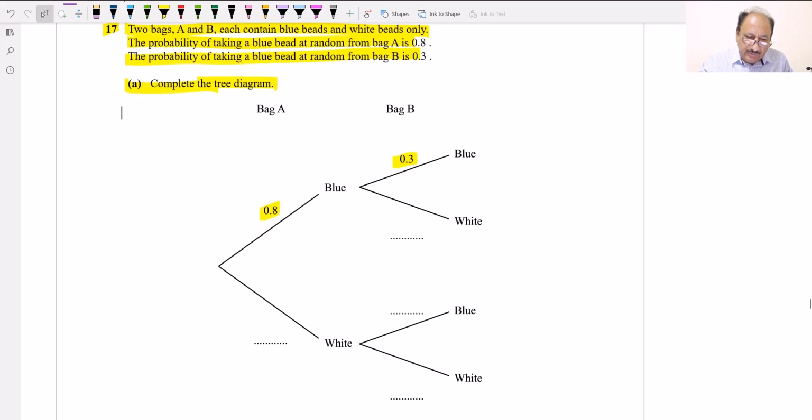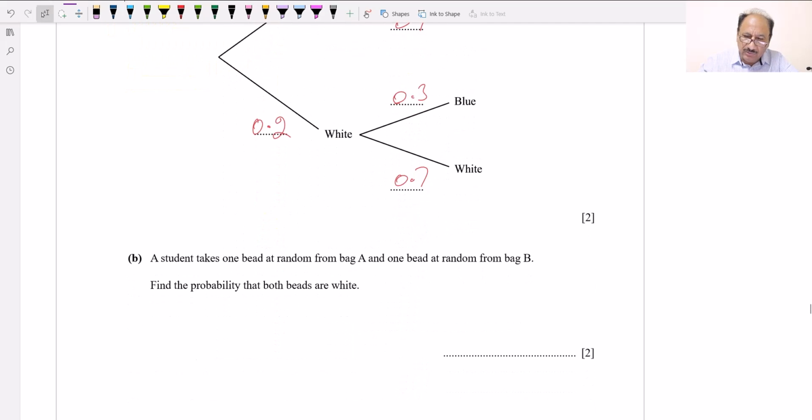So to complete this tree diagram, we can indicate over here the remaining probability will be 0.2 for this one, because these two should add up to 1. Then these two also should add up to 1, so it will be 0.7, and we will write the same probabilities over here, so 0.3 and 0.7 also. So this tree diagram is done, which is for 2 marks.